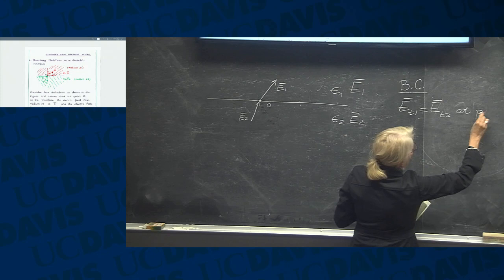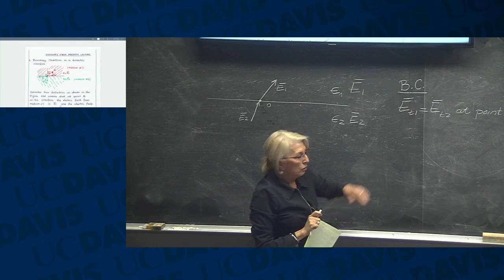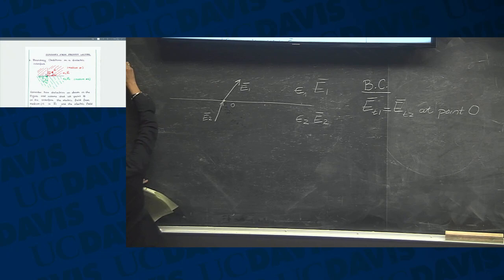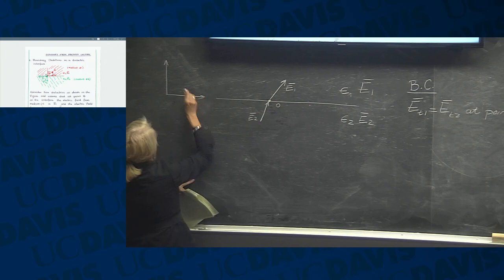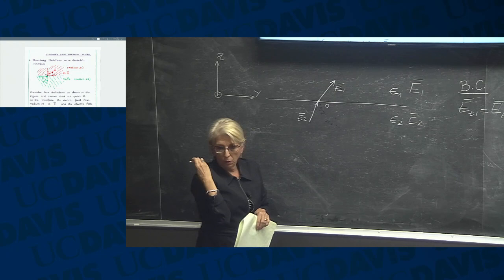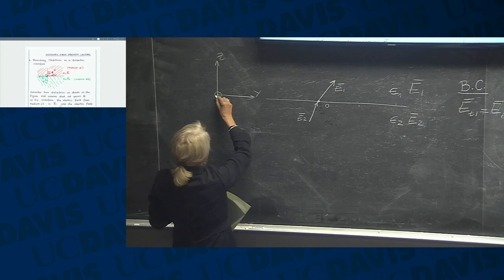Why do I use vectors for these two tangential components? Because if we are using an XYZ coordinate system, this is your Z, normal to the interface, this is the Y, and then the X is going to come like that, outside of the board, towards my direction. Or if you want to show it in three dimensions, it's going to probably be like that.